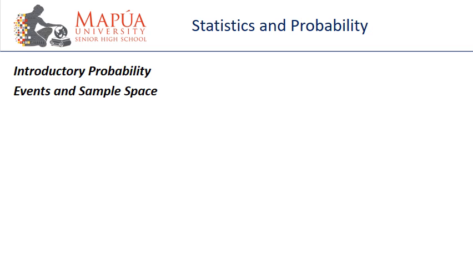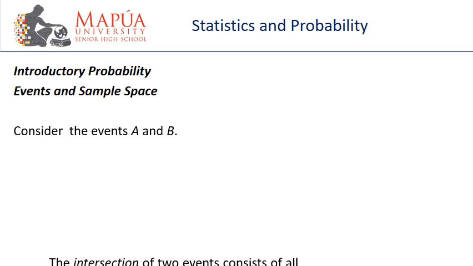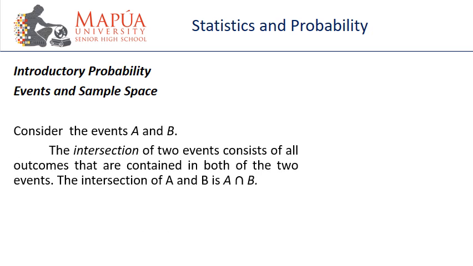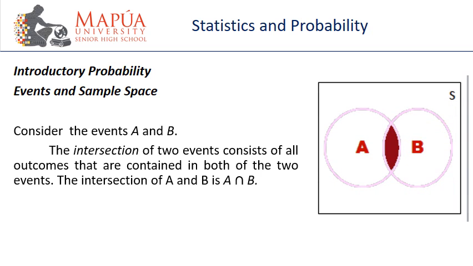Now that you know the concept of union, we must proceed with the concept of intersection. Consider the events A and B. The intersection of two events consists of all outcomes that are contained in both of the two events. The intersection of A and B is represented by A ∩ B. An example is shown on the right.